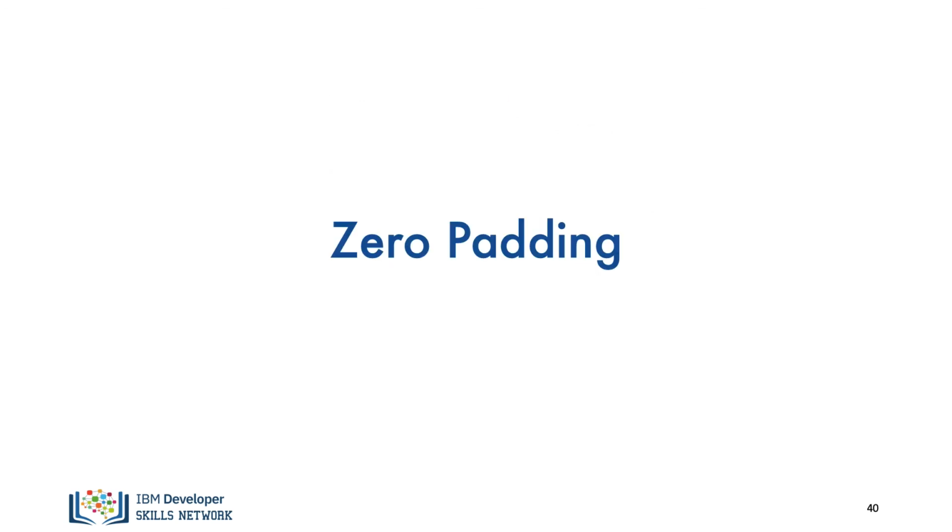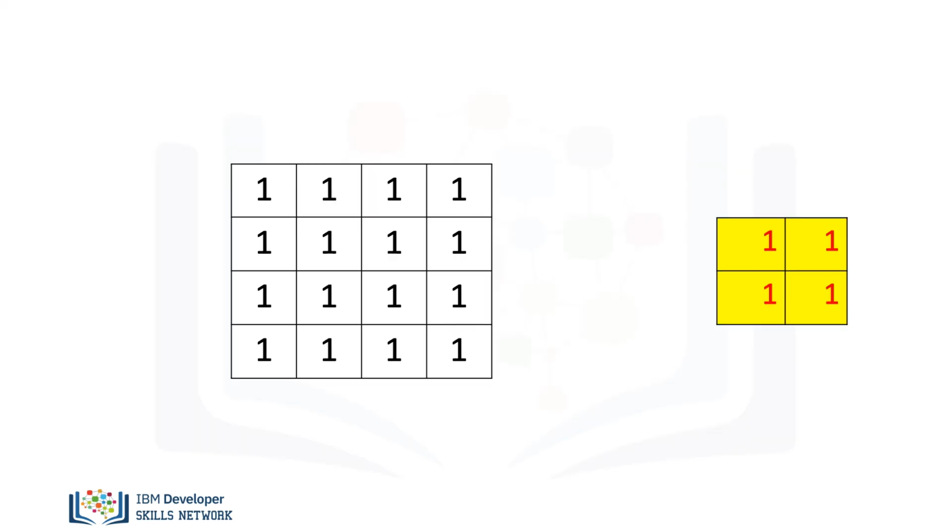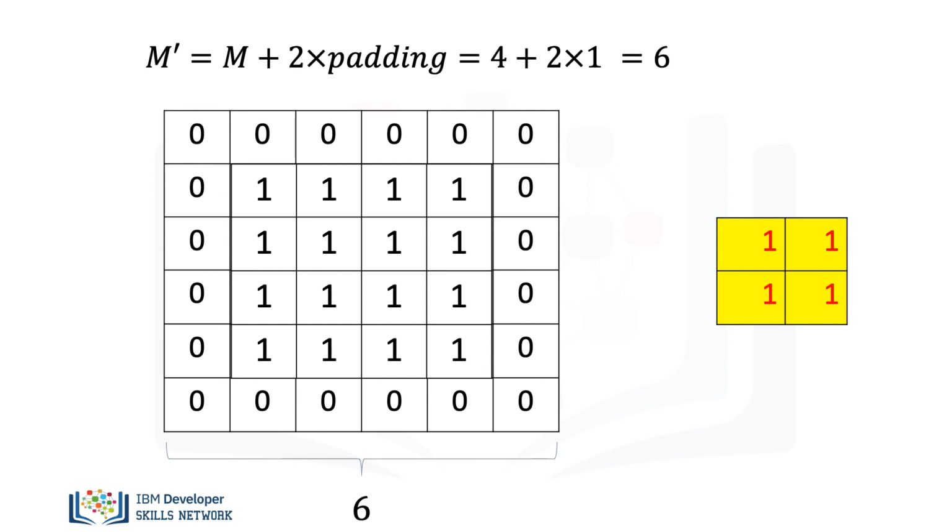Let's review zero padding. When we create a convolution object and we add in the parameter padding, we set it equal to 1. We take our original image. This will add 2 additional rows of zeros and 2 additional columns of zeros. The new image shape is given by m prime, which is simply the old image plus 2 times the size of the padding elements added. In this case, the value is 6. Let's see if we can now perform a convolution.